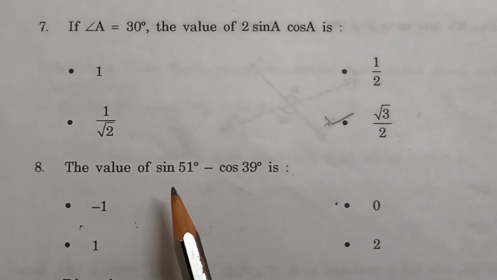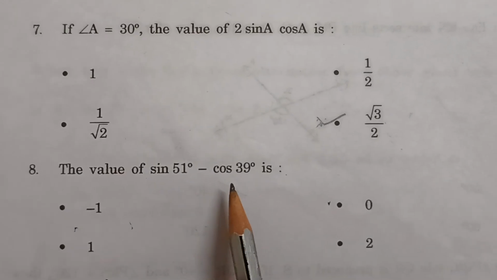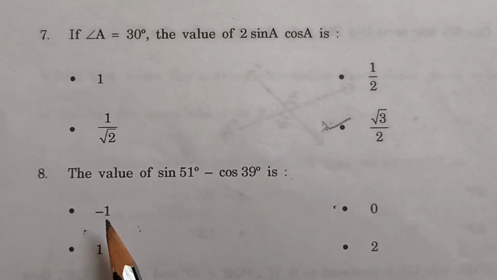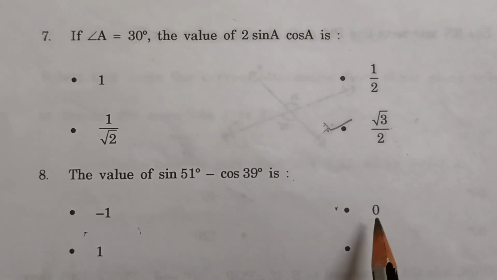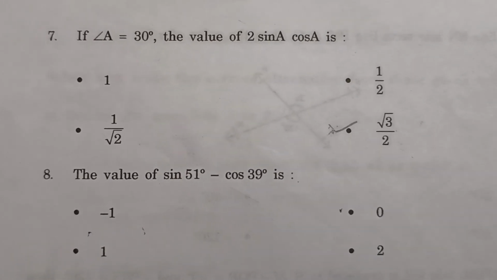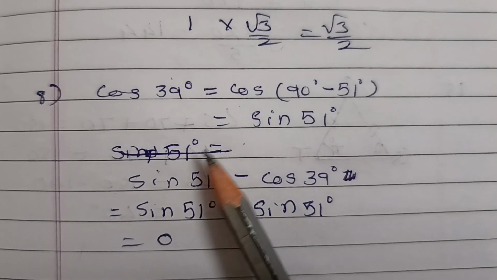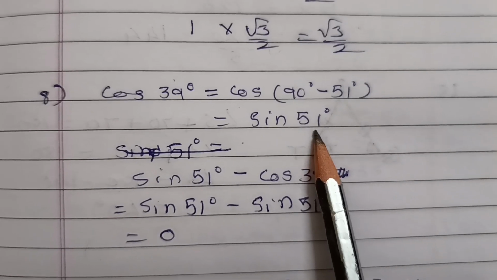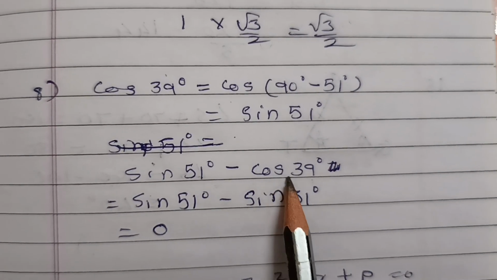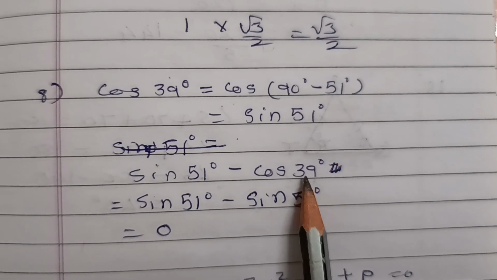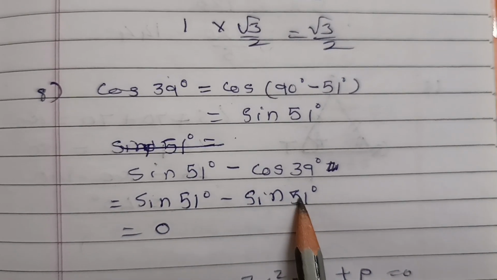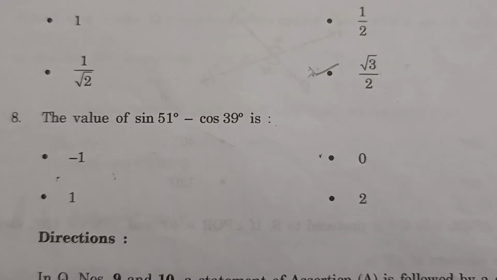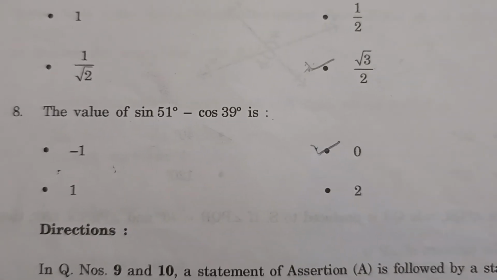Question number 8. The value of sin 51 degree minus cos 39 degree is dash. Options are minus 1, 1, 0 and 2. We will solve this as cos 39 is equal to cos 90 minus 51 degree. So sin 51 degree minus cos 39 degree, so sin 51 minus sin 51 is 0. So the correct option is 0.